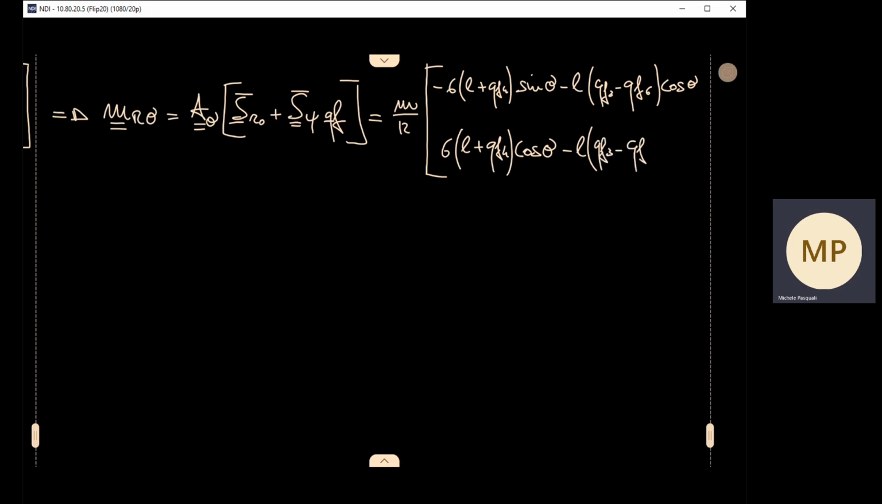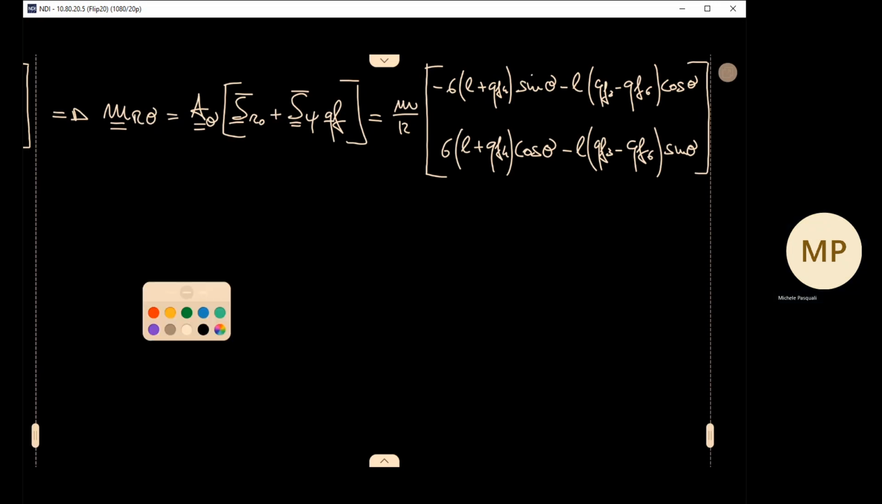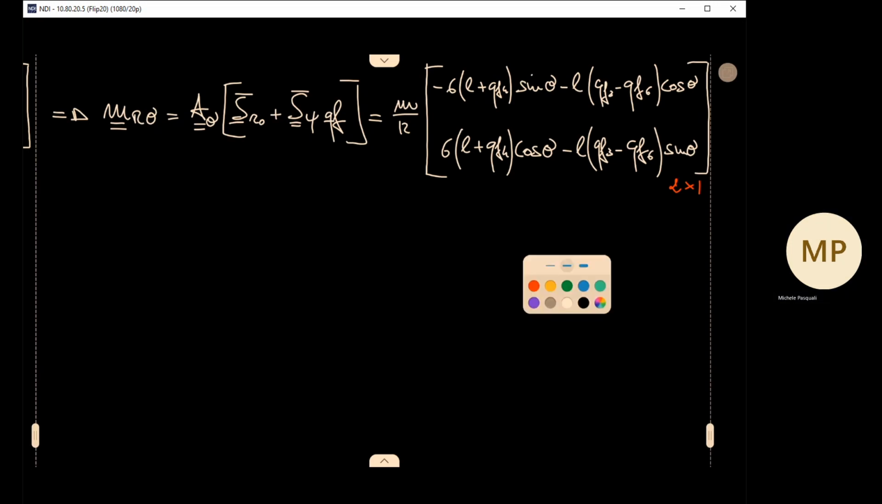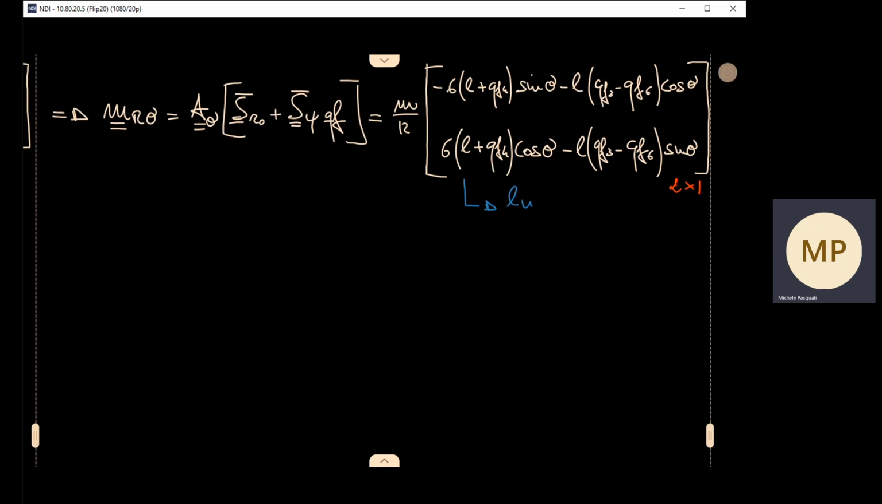QF3 minus QF6 sinus of theta. And as you can see, and as we have anticipated, it is a 2 times 1 matrix. And this is linear in QF, but it's highly nonlinear in theta, in rotations.